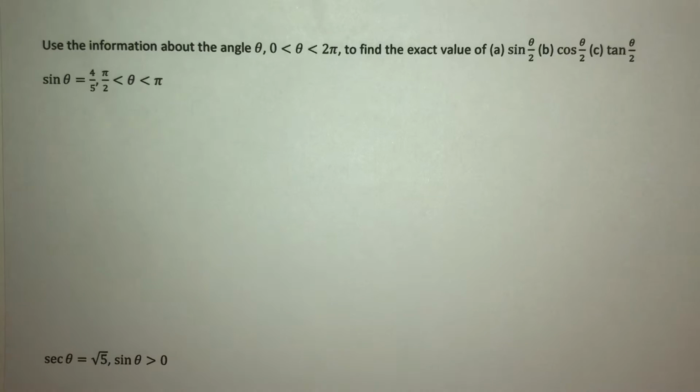This is part 5 of section 5.3. We want to use the information about the given angle between 0 and 2 pi to find the exact value of each of the half angles, sine, cosine, and tangent.